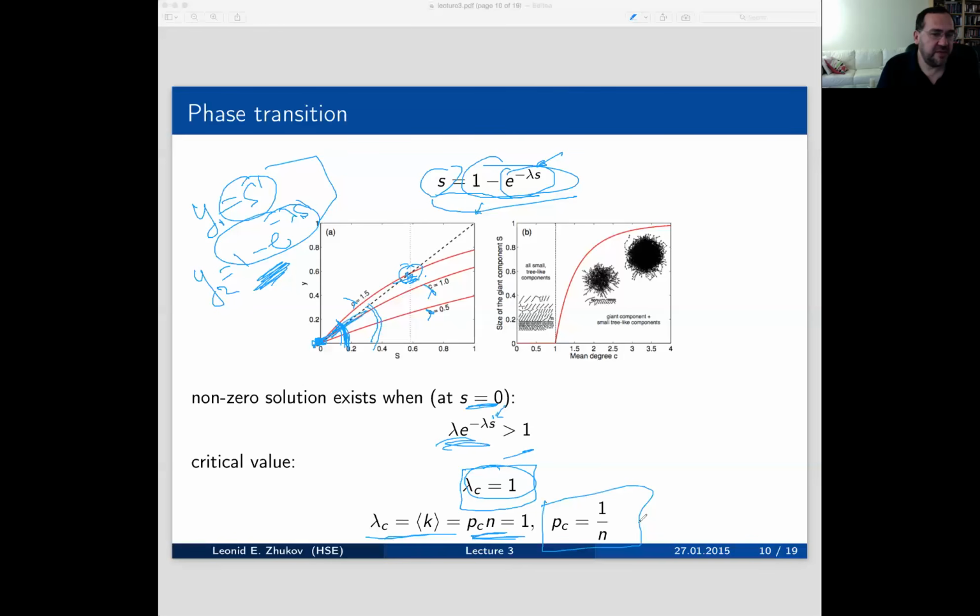Like you asked if it depends on n, yes, it does. And here is the condition. What it says is the following. If a node, on average, has more than one neighbor, there is a gigantic connected component, and they're all connected. If it has on average less than one neighbor, they are disconnected, which makes sense.